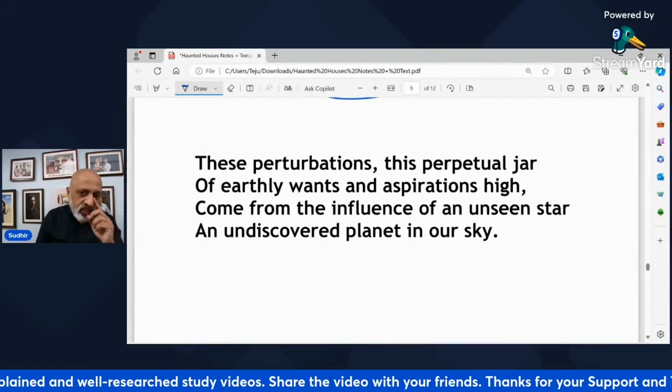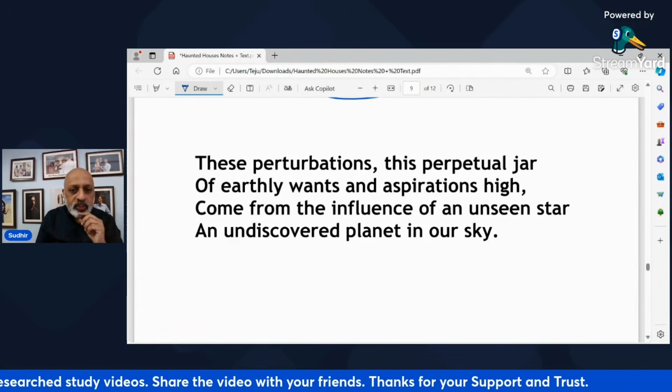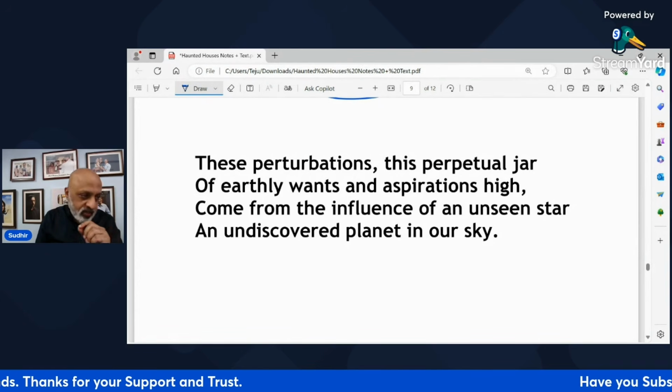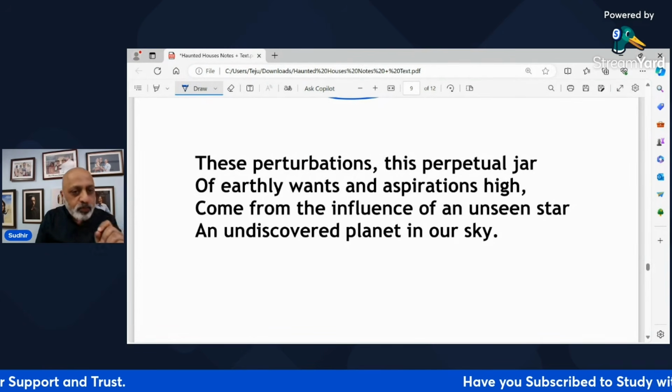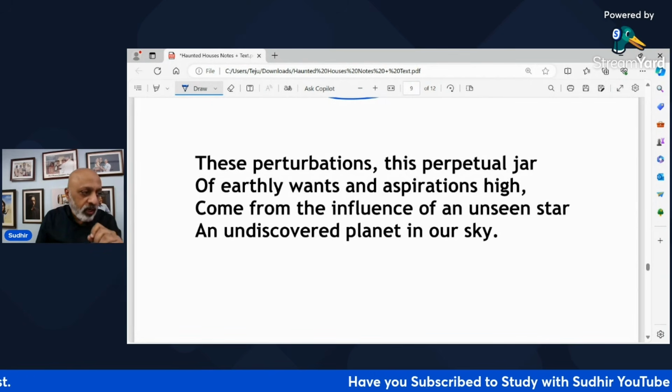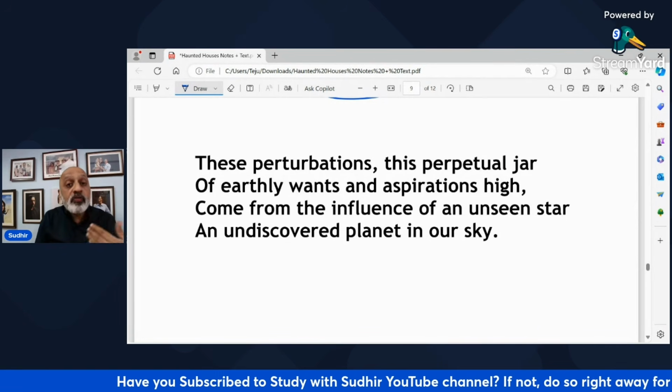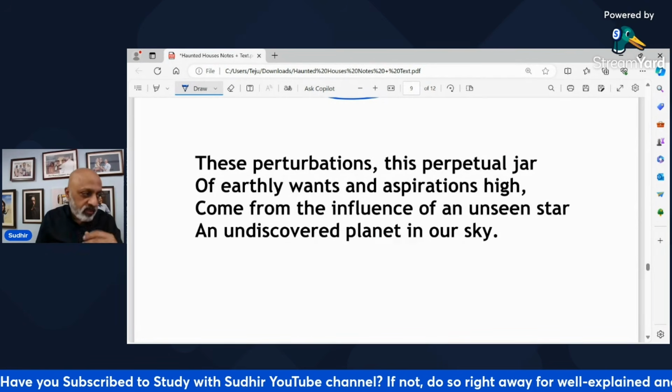These perturbations, this perpetual jar of earthly wants and aspirations high, come from the influence of an unseen star and undiscovered planet in our sky. So these perturbations, this perpetual jar, now this introduces a feeling of disharmony, a feeling of unease within human beings.